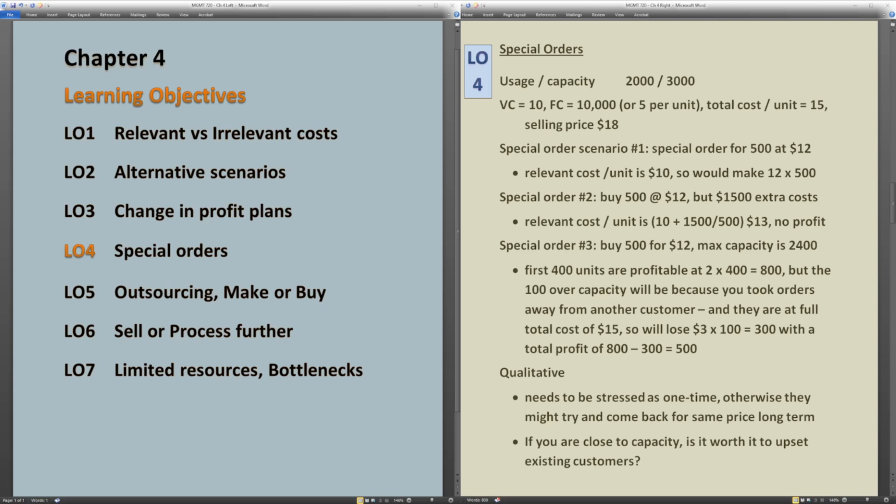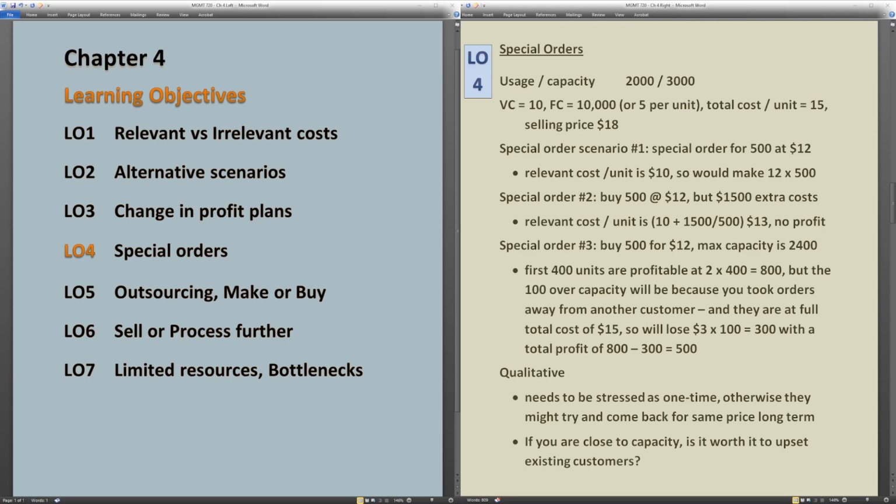But most of these decisions have a qualitative, meaning a non-numeric, part of the answer. First of all, the thing you need to do with the special order is stress that it is one time only. We don't want them coming back next year and saying, well, you gave me $12 per unit last year, I'll go ahead and take that same thing this year. And you'll say, nope, that was a one-time situational thing where we had excess capacity. Because if they try to come back and negotiate a long-term contract at $12, that's not going to work because we need to take care of the fixed costs.